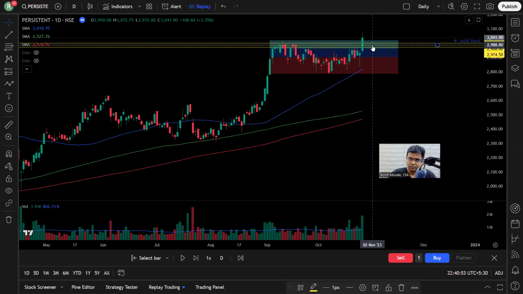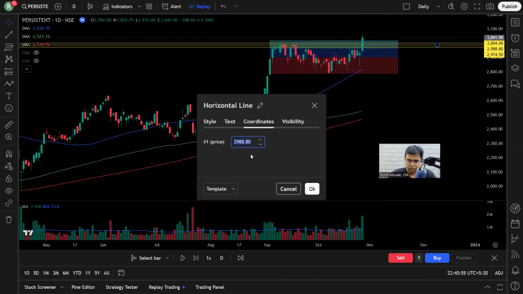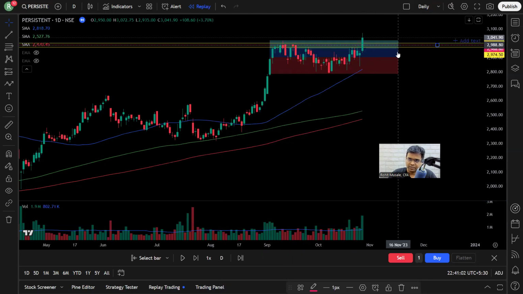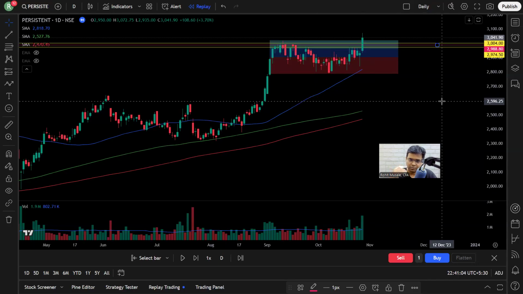So let's say I get an average price of 2988.80. So I will draw a line here, 2988.80. Let us give it, say, pink color. Let's say that is our average execution price, because we are not going to get the first yellow line or the second yellow line. We will buy somewhere in between. So 2988.80 is our average execution price, which we get from our broker. So let us draw two lines above the pink line.